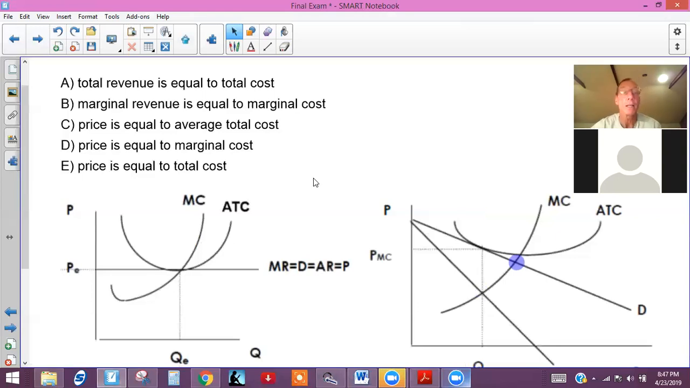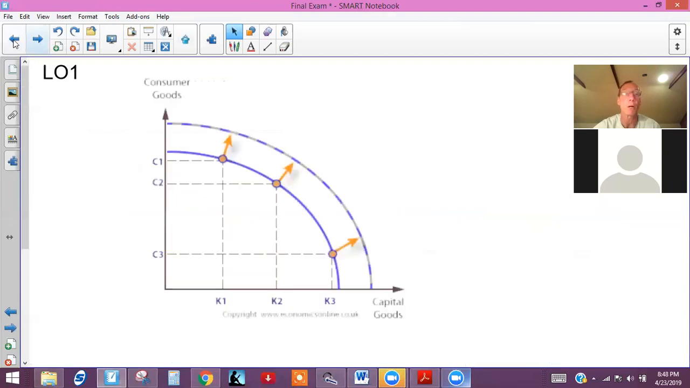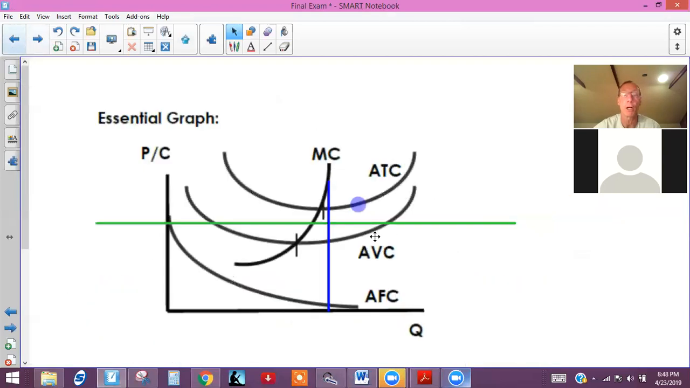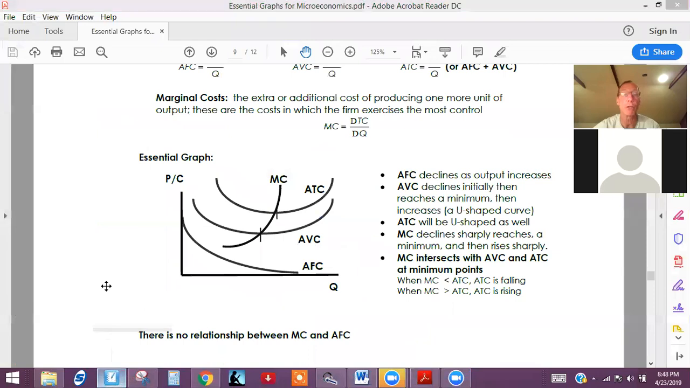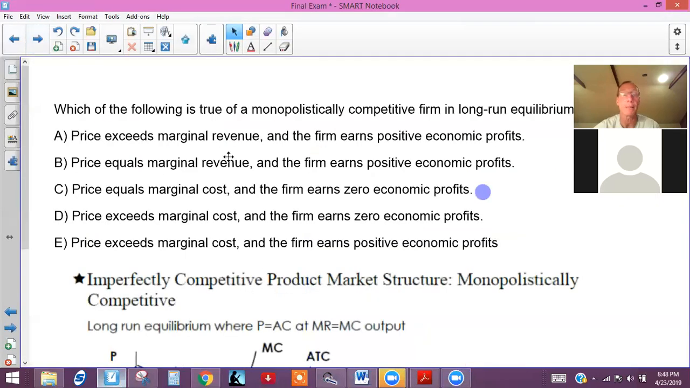Now, price equals average total cost. Well, that is only going to be true, once again, if they're in long run equilibrium, which they're not always. They could be producing here where price is here and production is there, and average total cost is up there. And they're still going to produce as long as price is above average variable cost. So that's not always true either. But just knowing that helps you review everything, right?